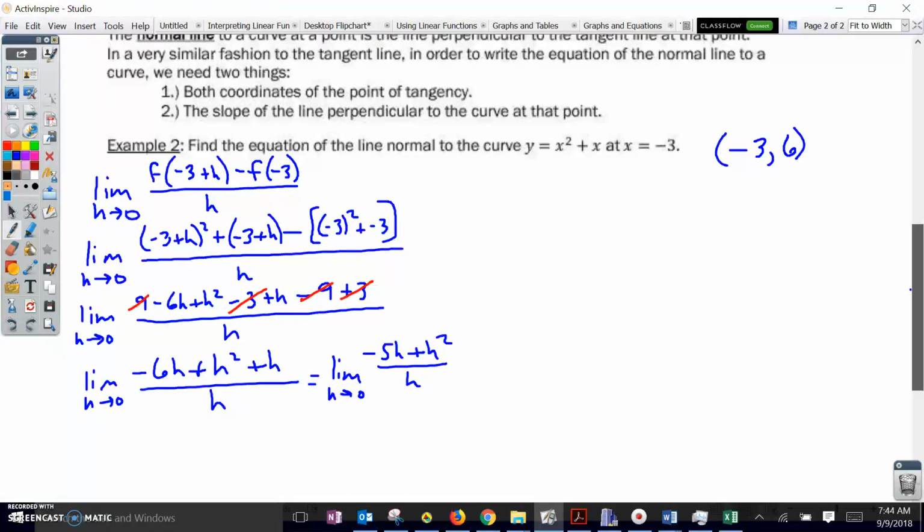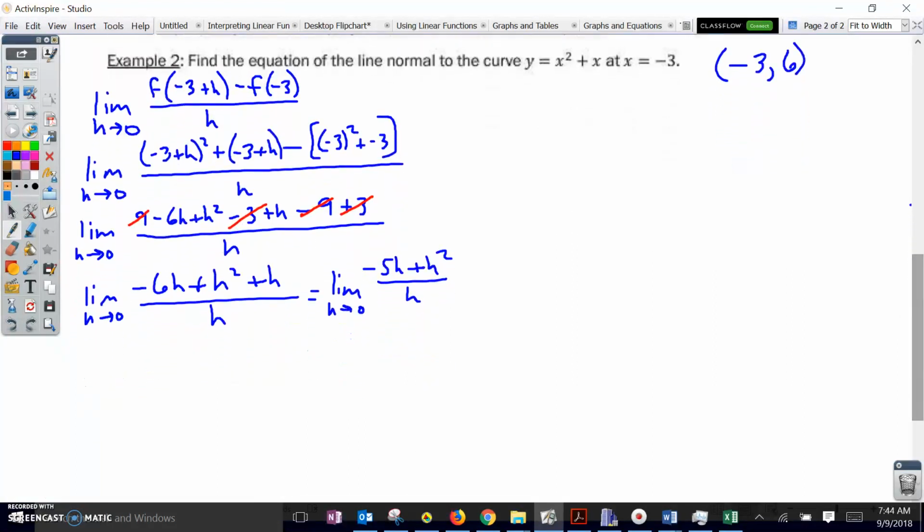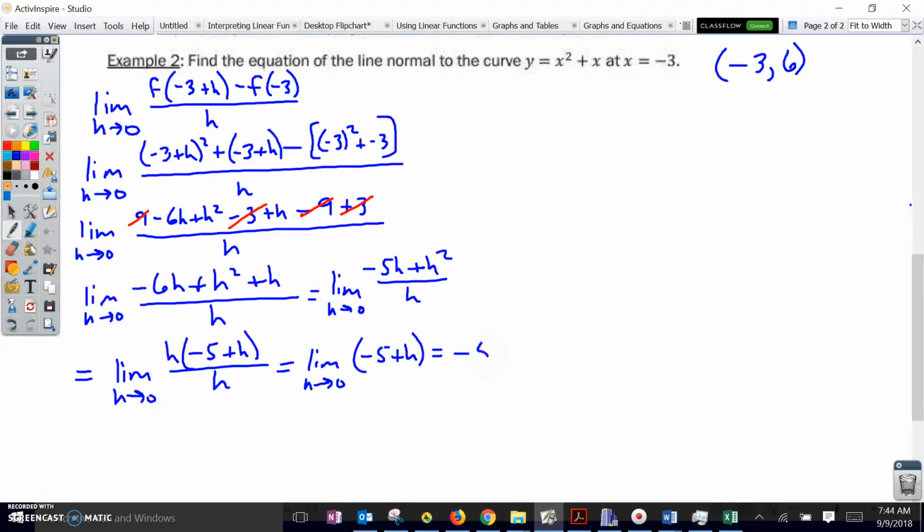And now I can factor the numerator. That's going to be the limit as h goes to 0 of h times negative 5 plus h all over h. And now the h's in the numerator and denominator are going to cancel each other out, leaving us with this limit, which I'm going to find by substitution. Now this is the slope of the tangent line. So the slope of the tangent line to the curve here is negative 5.